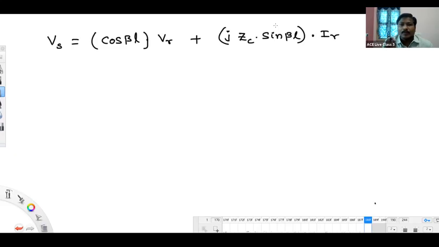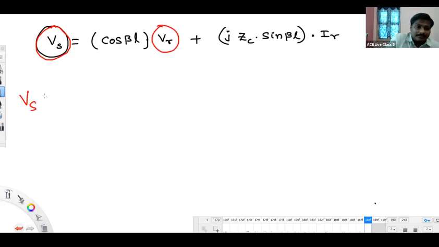One very simple question here. Just concentrate here. I want to make this sending end voltage and receiving end voltage exactly equal, including the angle. I should make simply VS equals VR. How can I make the VS and VR values exactly equal? Please tell me.